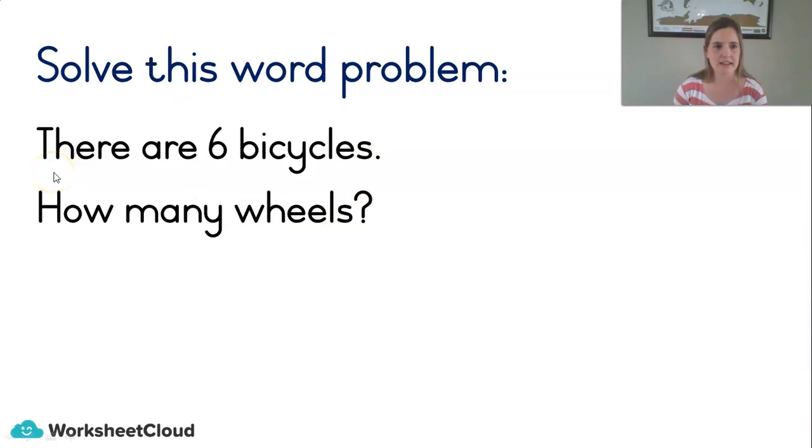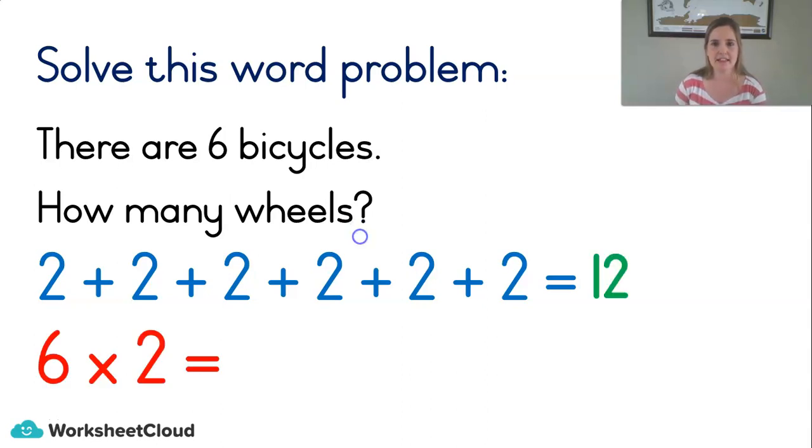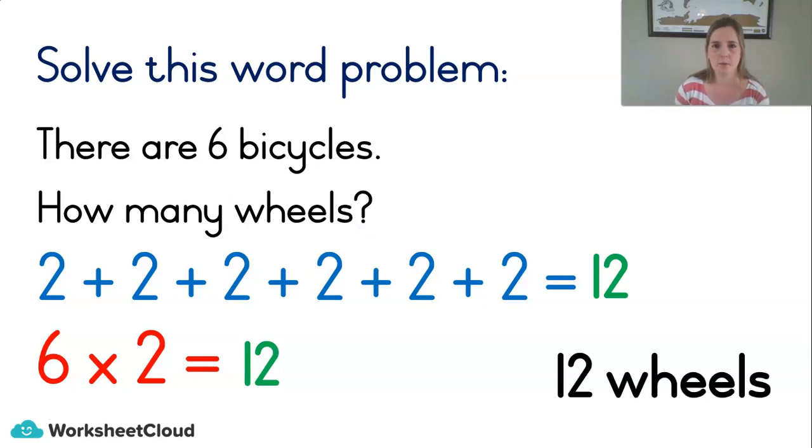Okay, make us think. There are 6 bicycles. How many wheels? How many wheels on 1 bicycle? 2. And there are 6 bicycles. So we could say 2 plus 2 plus 2 plus 2 plus 2 plus 2. But seeing as though we're doing multiplication today, let's turn that into a times sum. How many groups of two? 6 groups of two. And so the answer is 12. 6 times 2 is 12. The question was, how many wheels? So the answer is 12 wheels.